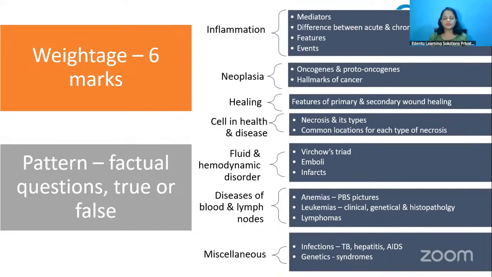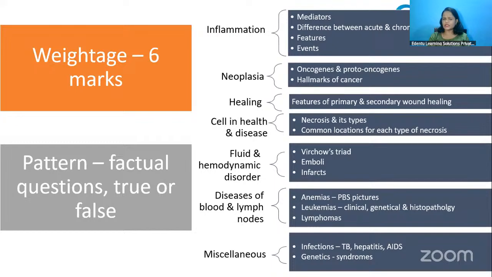When I went through the previous year question papers, the favorite topic of the examiners, I feel, was inflammation. The mediators of inflammation, the difference between acute and chronic inflammations, the features of inflammation, what you see in the acute inflammation, like the vascular events and cellular events, and what you see in the chronic inflammation, the granuloma formation, about the epithelioid cells, all those things, the questions were there. And the next favorite topic was definitely neoplasia.